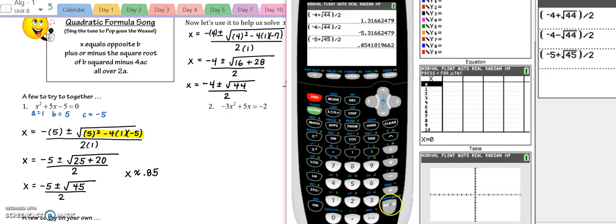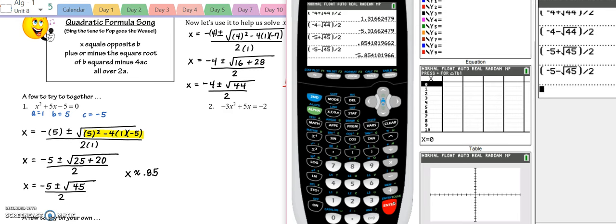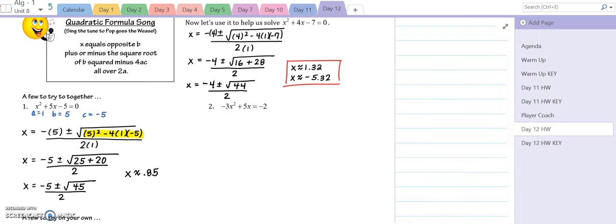You can hit second, enter, and again it pops up that row from directly above and lets you edit it. So I'll just move my cursor over, change the addition sign to a subtraction sign, hit enter, and you get negative 5.85. All right. The last one we'll do together, and then you guys will be off on your own.